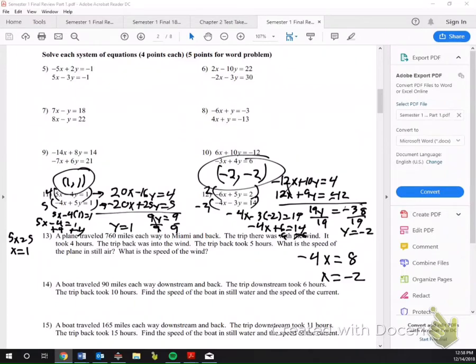So here, the next one we have is a word problem. A plane traveled 760 miles each way to Miami and back. The trip there was with the wind. The trip back, therefore, was into the wind. If it took 5 hours heading back and 4 hours going there, what are the two speeds?